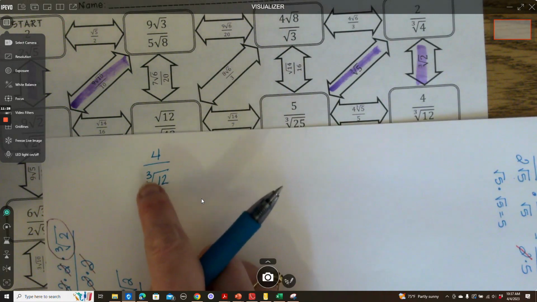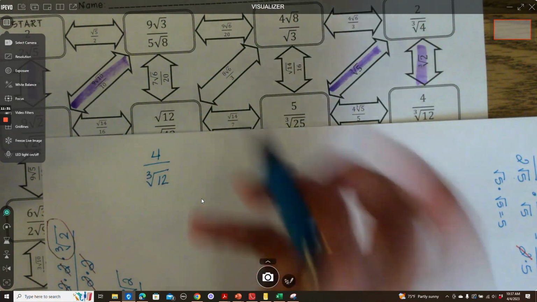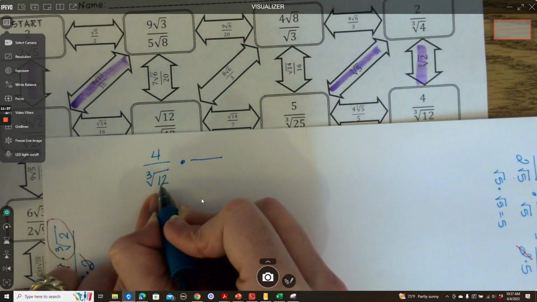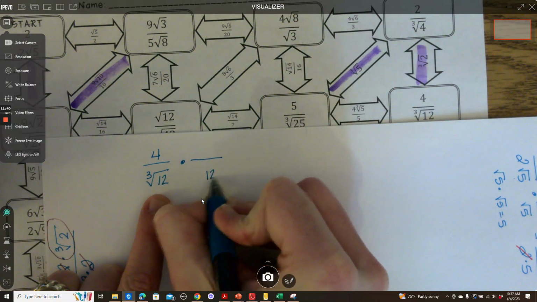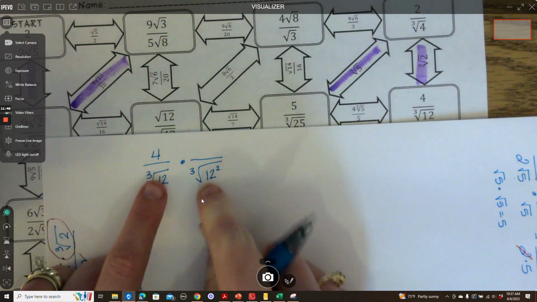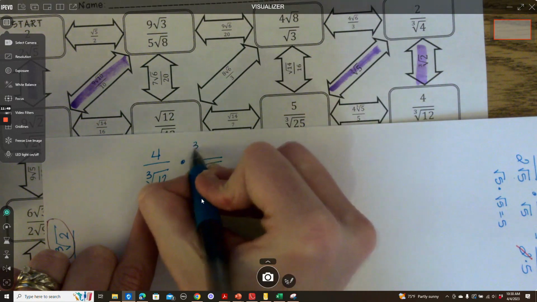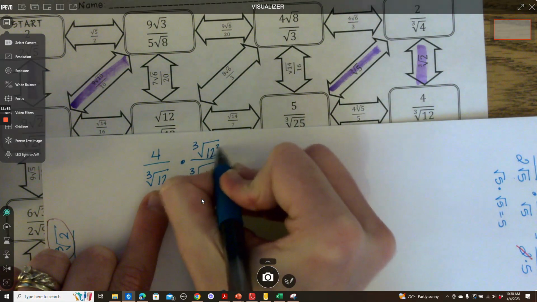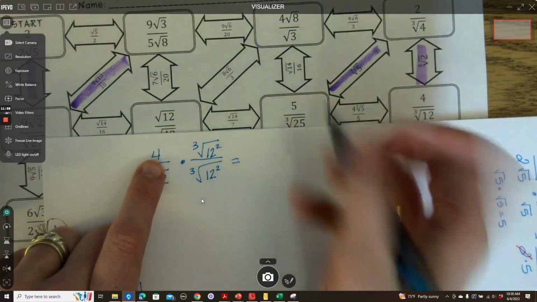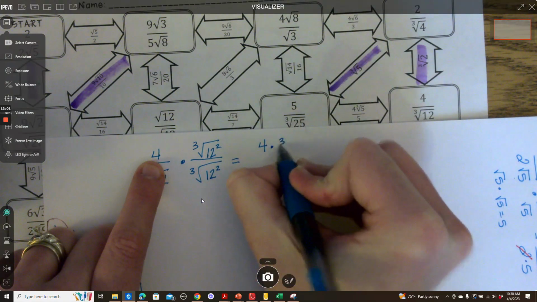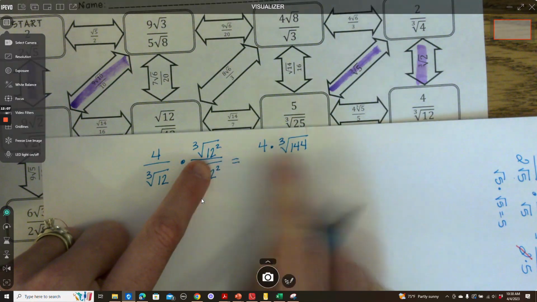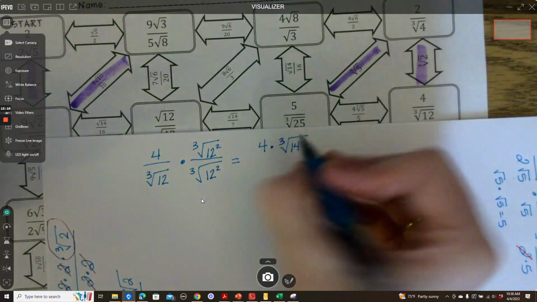Okay. Cube root of 12. I can't have any roots on the bottom. So what I multiply it by, in this case, I need 3 12s. I've already got 1. So you've got to do 2 more of these. So I'm going to do 12 squared, but I still have to cube root it. So when you multiply fractions, top times top. 4 times the cube root of 12 squared is 144. All I did was do 12 squared and just write it out.